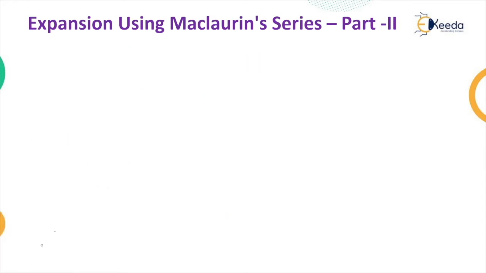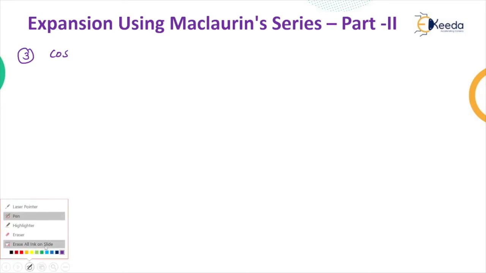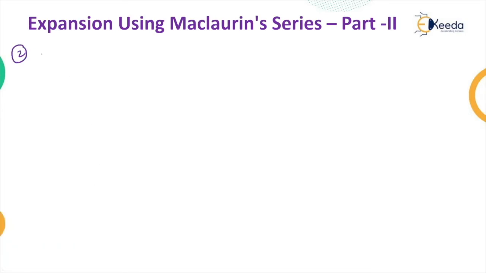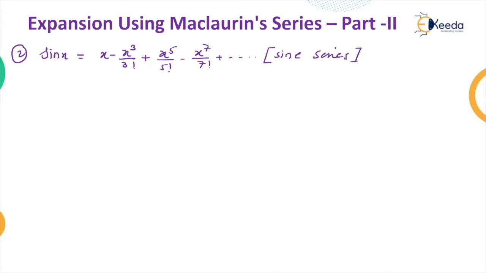Now we also discuss formula number 3, the cosine series. I am writing the sine series again as number 2. Sine x is equal to x minus x cube upon 3 factorial plus x raised to 5 upon 5 factorial minus x raised to 7 upon 7 factorial plus and so on. This series contains odd powers of x with alternating plus and minus signs. So this is called a sine series, guys.